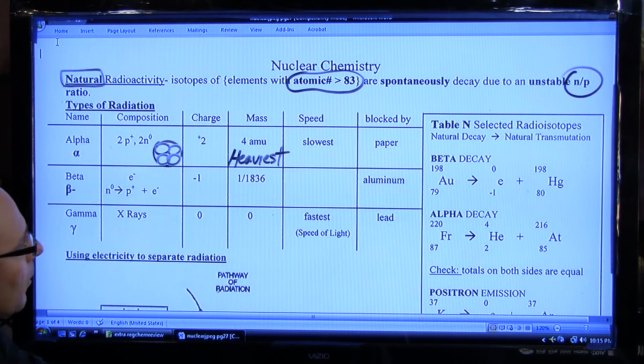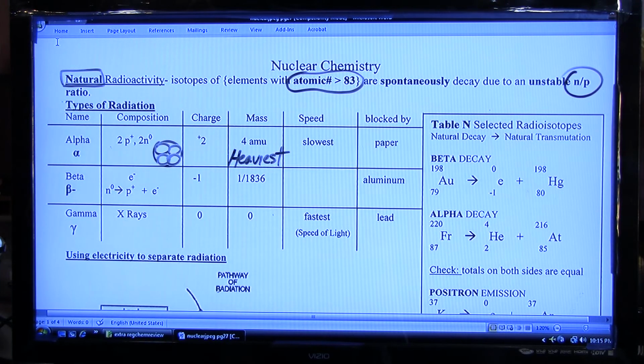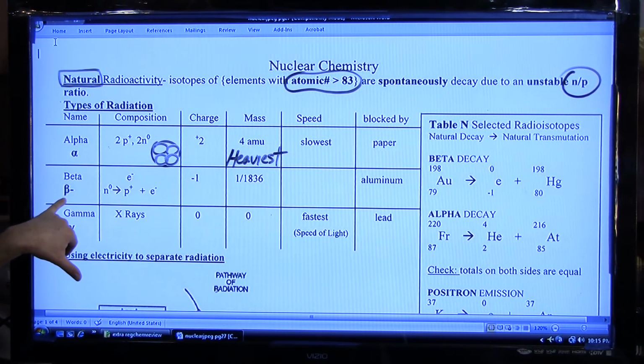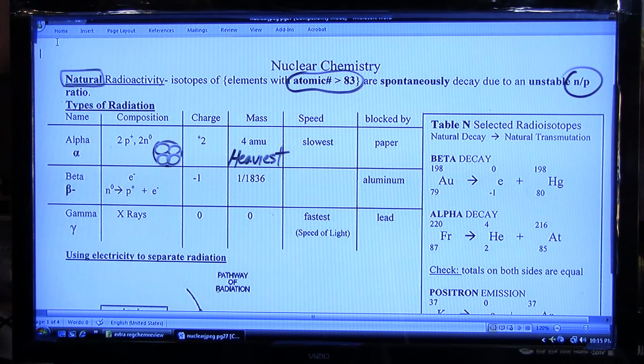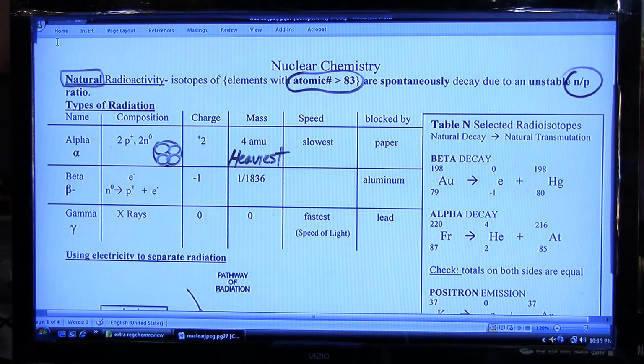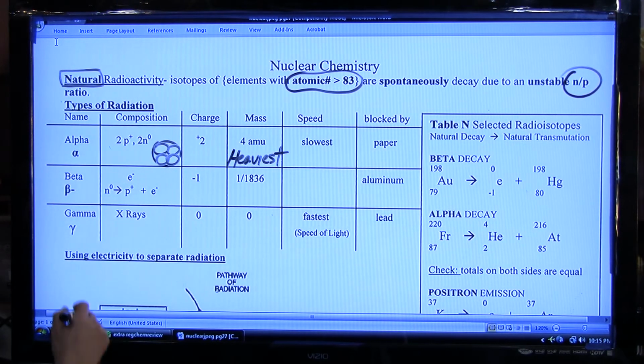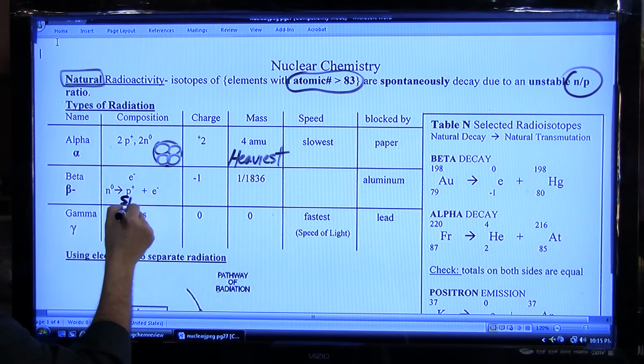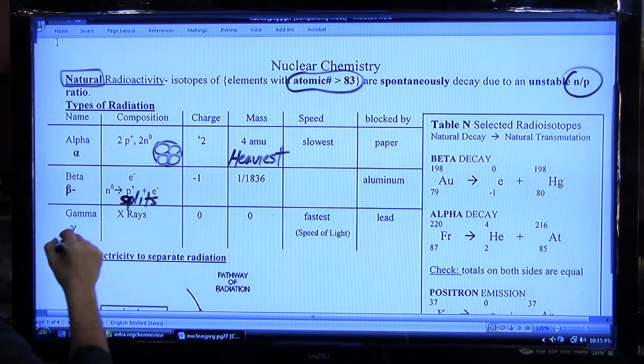Beta particles, on the other hand, are electrons, and we use the Greek letter beta with a negative sign, which indicates their charge. Now this is kind of weird, because what we're saying is from the nucleus, electrons are being emitted. And the reason for that is that inside the nucleus, a neutron splits, forming a proton and an electron. And it's the electron that is emitted from the nucleus that we call a beta particle. And it's the proton that remains inside.